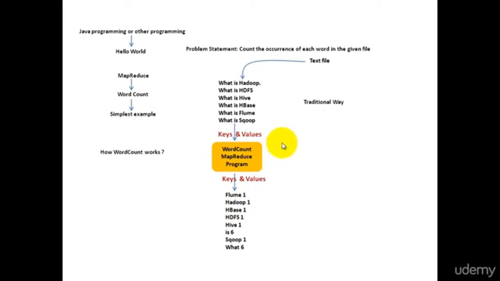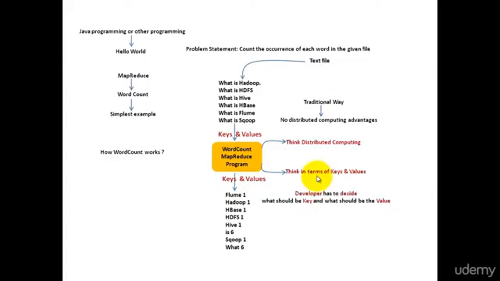The problem solved using MapReduce can also be solved in the traditional way, but you won't get the advantages of distributed computing. So from now on, you need to think in terms of distributed computing, and also in terms of keys and values. Whenever you are given a problem to solve using MapReduce, you need to decide what has to be the key and what has to be the value. That is, the developer has to decide. Keeping this in mind, let's start with the MapReduce program.